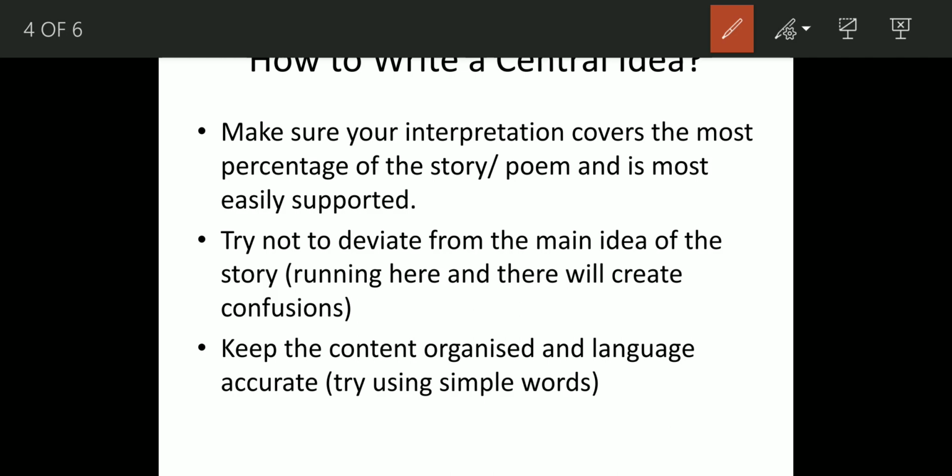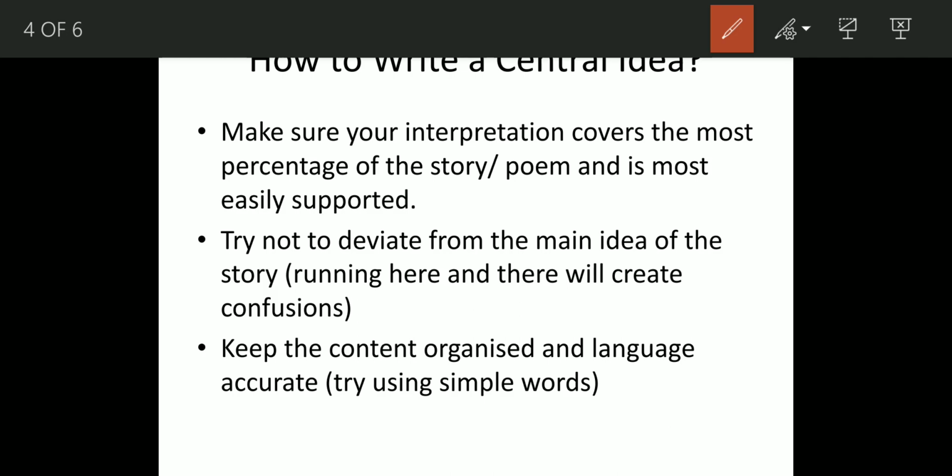Do not write the things, from here and there, whatever is coming to your mind. No, stick to the point. Be very precise. Clear? Keep the content organized and language accurate. Try using simple words. When your content is organized, there is a sequence in which a story is going on.